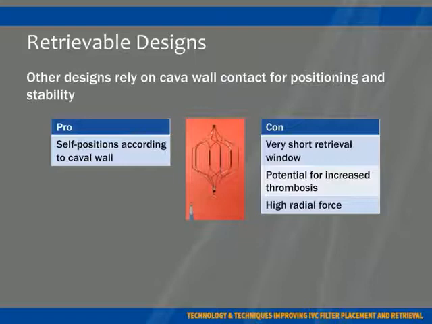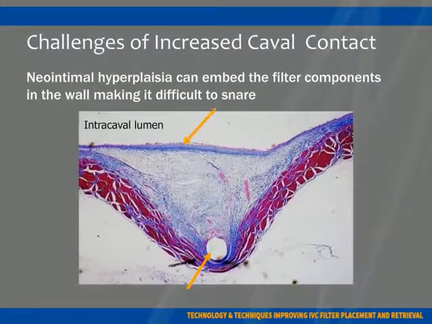When these filters go in, the rate of caval thrombosis is extremely high, so we stopped using them altogether, even though they self-center and can be retrieved. We abandoned this completely in our practice. And this is that endothelialization that we talked about. It can get pretty thick, so sometimes people use lasers to get that off.